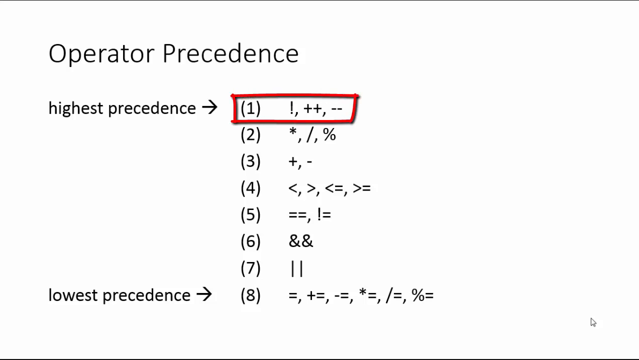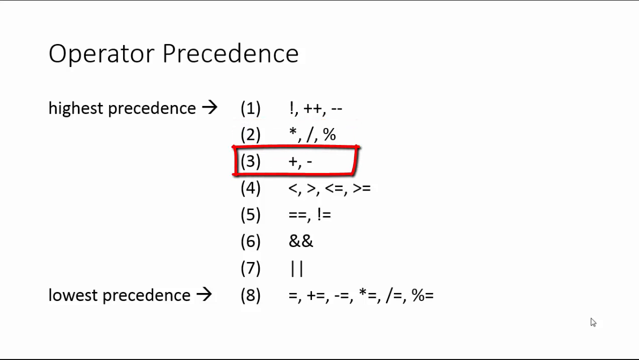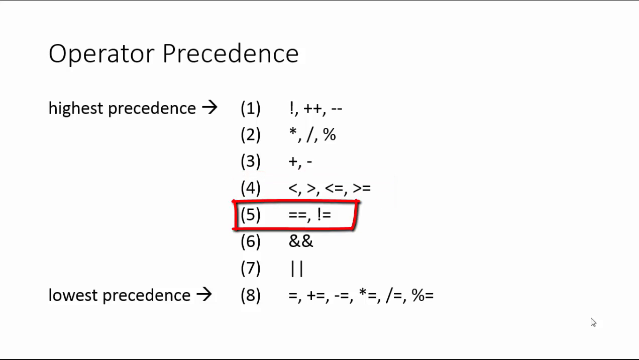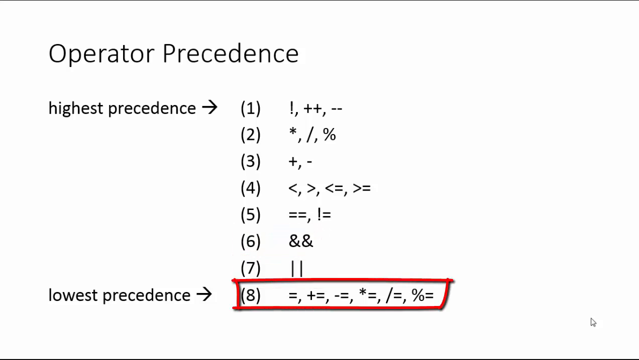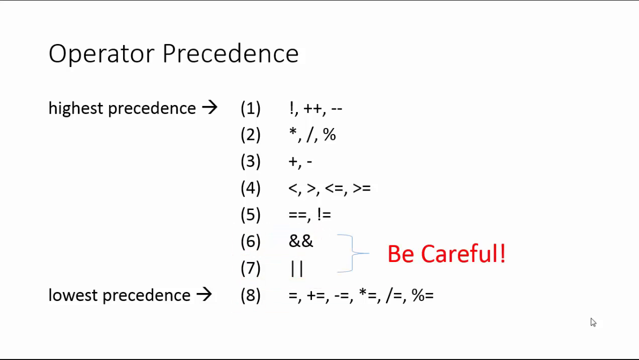The highest operators are the increment and decrement and not operators, followed by multiplication, division, and mod, and then addition and subtraction, and then the inequality operators, the equality and not equals operators, followed by and, or, and then the assignment operators have lowest precedence. We will talk about these two operators in an upcoming video, but you'll want to be careful when using and or. And is evaluated before or.